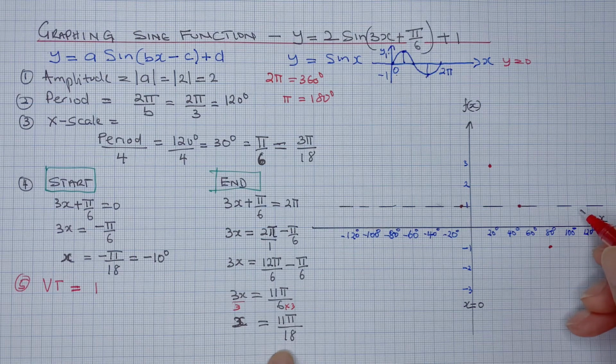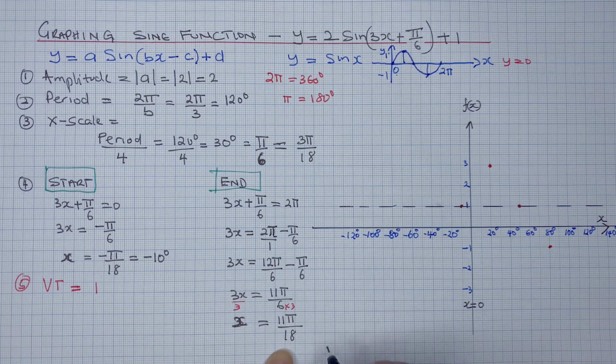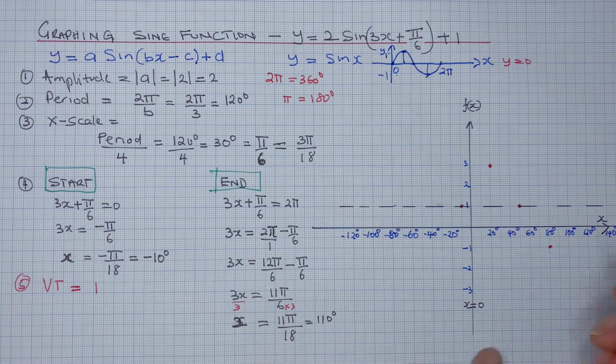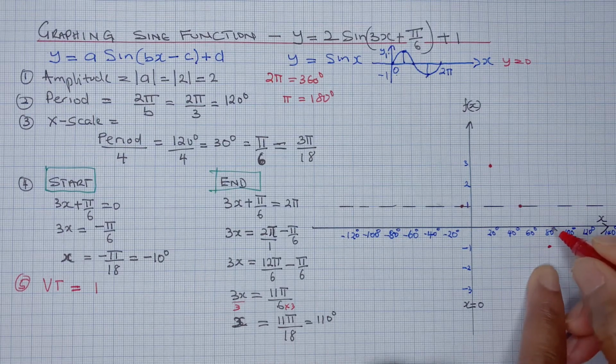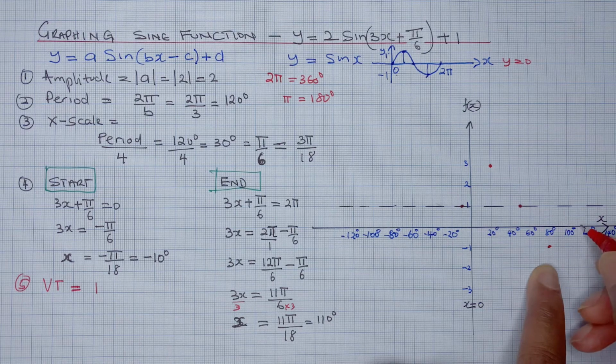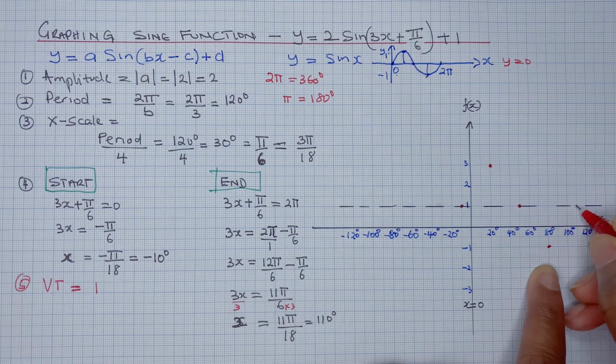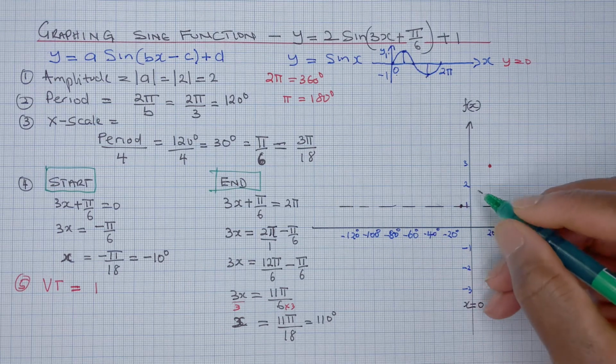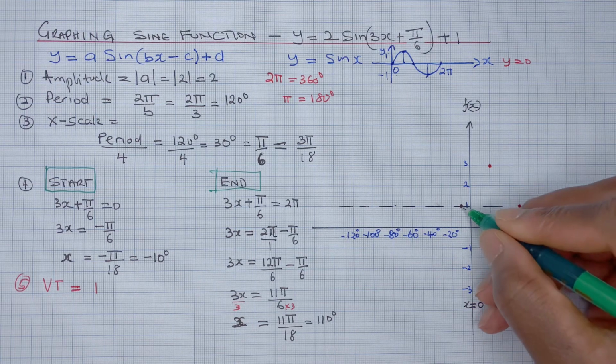The end is 110. How do we know it's 110? If you divide 180 by 18, you get 10. 10 times 11 is 110 degrees. So it will finish at, or if you add 30 to 80 is 110 anyway. So it will finish back here. Do not use pen when you're sketching, use pencil.